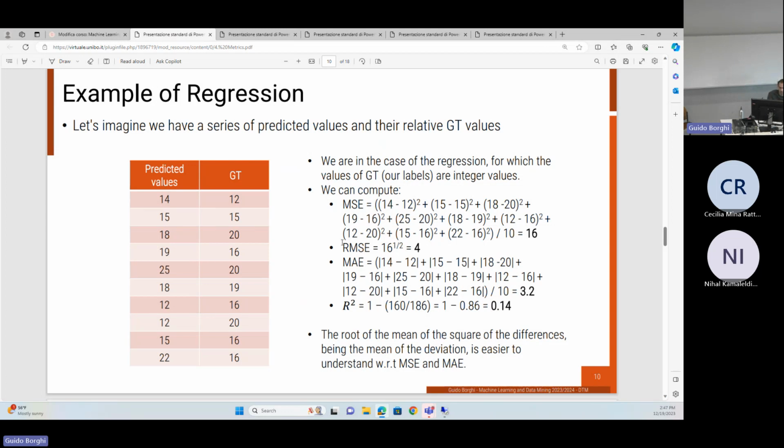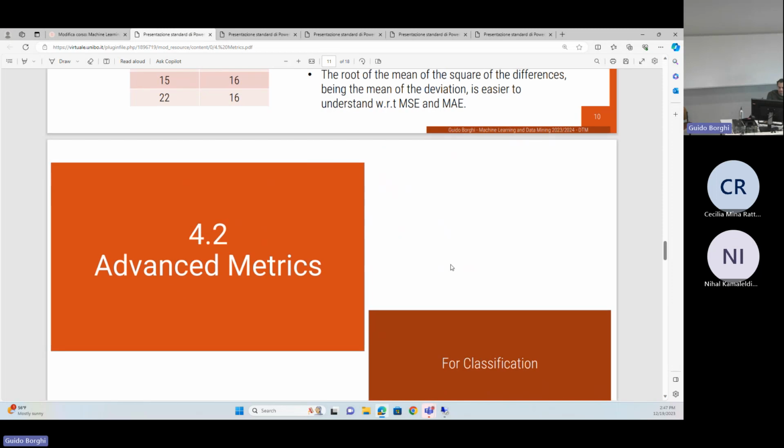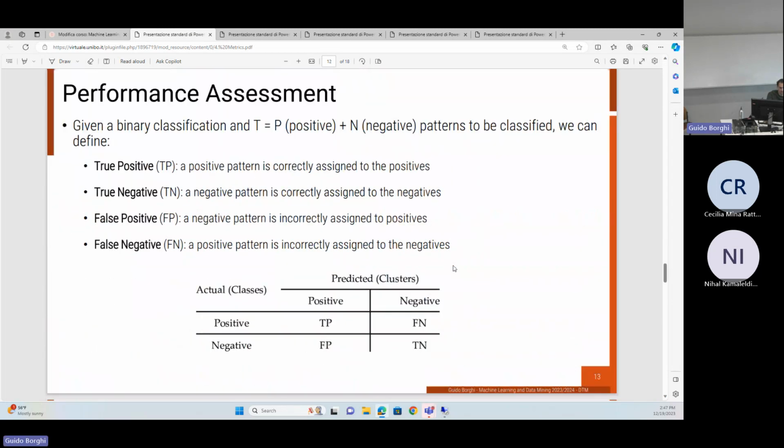Maybe we can compute the root mean square error across several epochs during our training procedure, and then we can understand if we are able to reduce the error or not. And here we have all the other metrics.